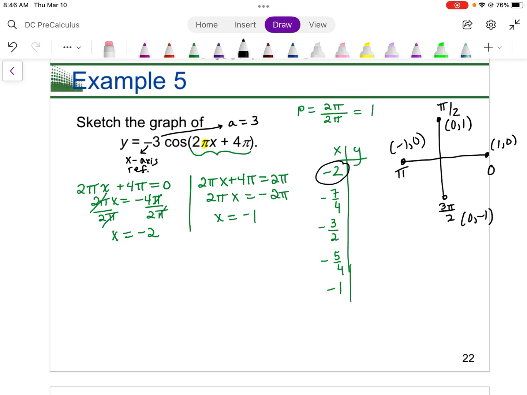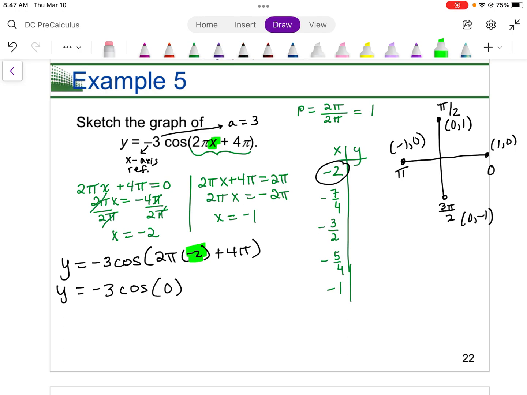All right, so to plug in the -2 first, I'm going to have y equals -3 cosine of 2 pi times -2 plus 4 pi. So I have substituted my x value in up here in my equation for x. I'm going to have y equals -3 cosine of -4 pi plus 4 pi, so cosine of 0. So actually I'm starting right here. This says the cosine of 0, I'm right here. The cosine is x, so I take the 1. All right, y equals -3 times 1, so -3.